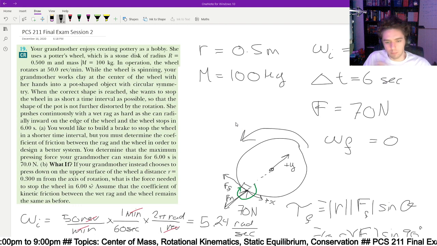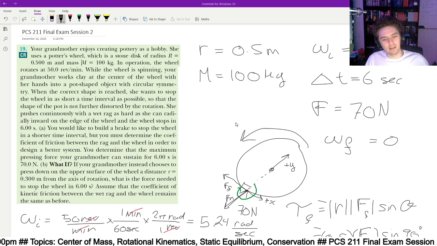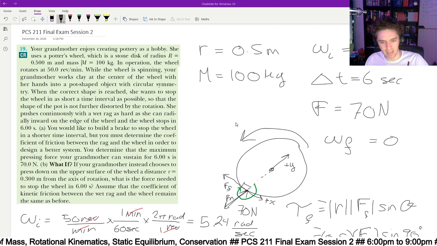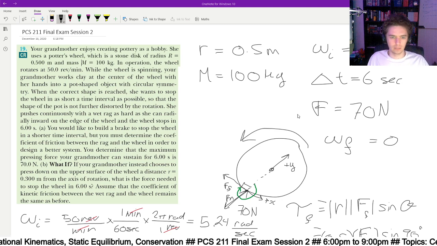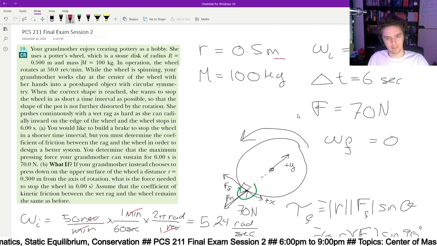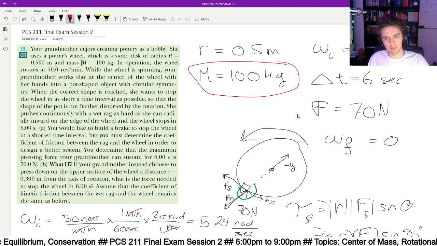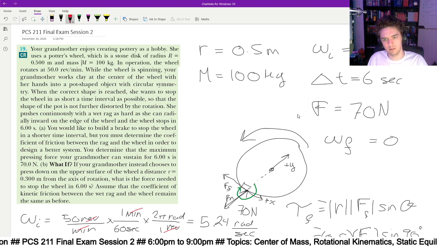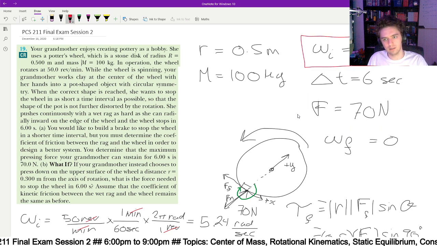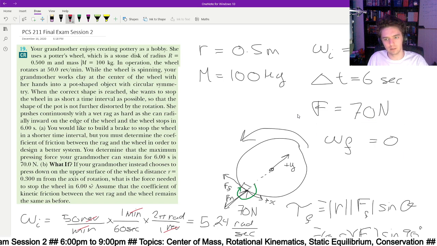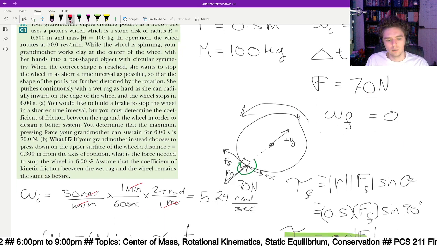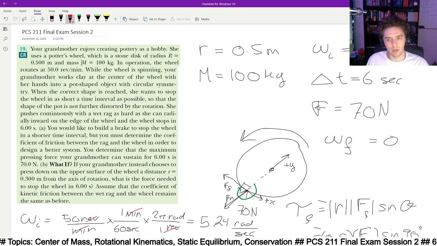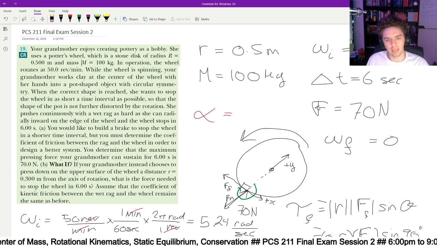We have a pottery wheel that's spinning. To stop it, you're pushing your thumb or a cloth, I guess, against the side edge of the wheel, right? We know the radius of the wheel, the mass of the wheel, the time it takes to stop, how hard you're pushing, the initial speed, and of course the final speed, since we're waiting for it to stop, is 0. So we know all those things. First thing I did was convert the initial speed to radians per second. And what I want to do is solve for alpha, the angular acceleration.